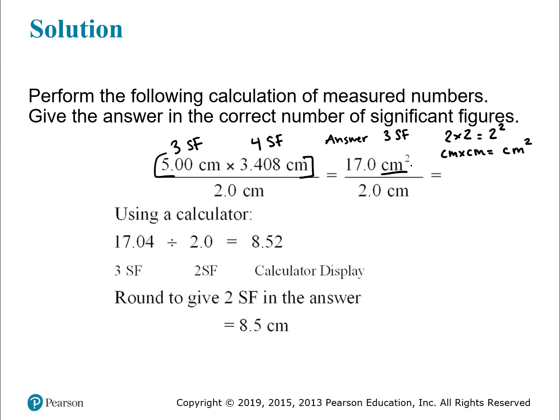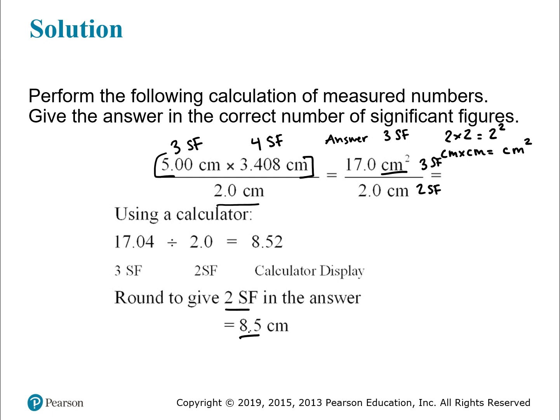But we've still got this other part. We've got the divided by 2.0 centimeters. Now we've got 3 sig figs and 2 sig figs. So our answer has to be rounded to 2 significant figures. You divide and you get 8.5. This is our final numerical answer.